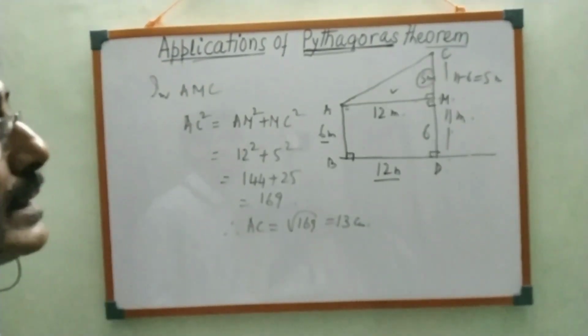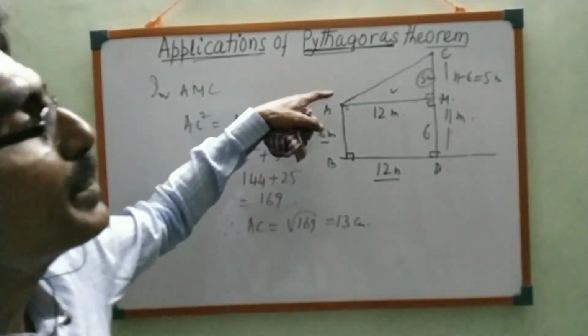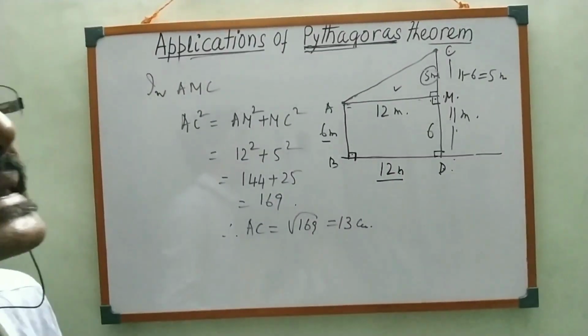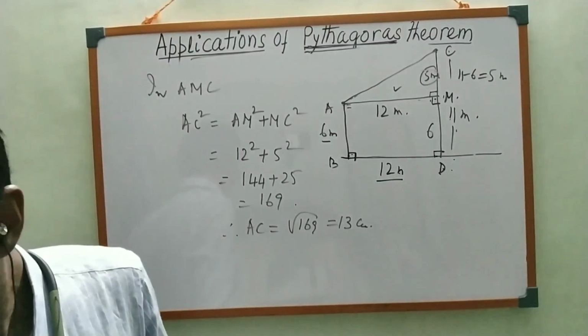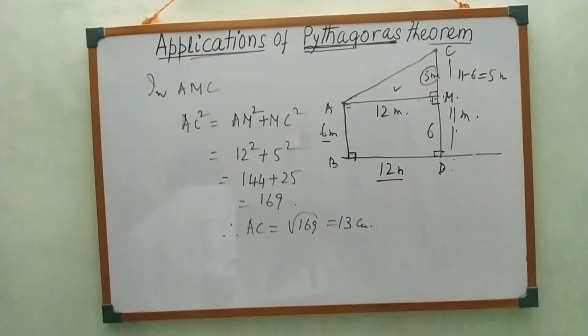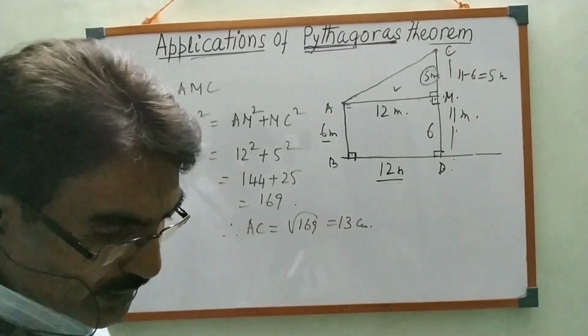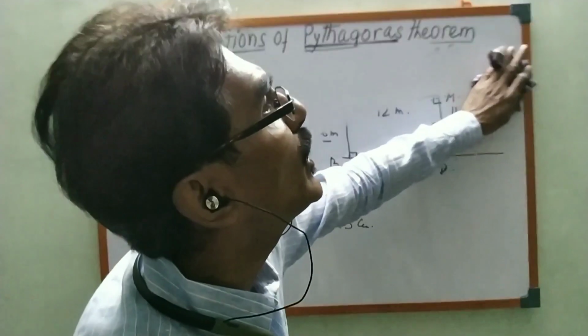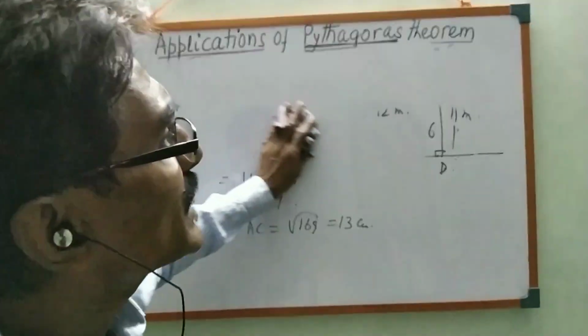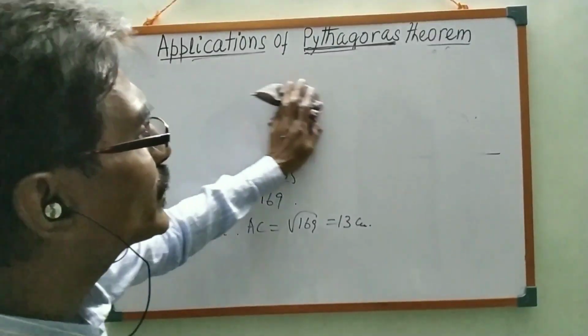So what is the final answer? The distance between their tops is 13 meter. I think it is clear. Now this type of more sums are also given in your book. One-two type of sums, and that will be most important. Sometimes they come in the board exam also.